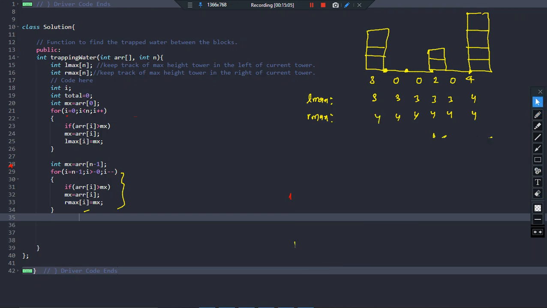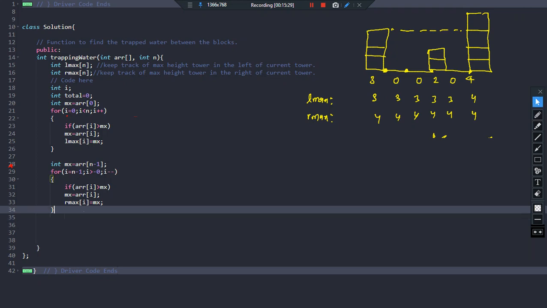Now how to use these two arrays? We now know properly that water trapped depends upon the minimum. Water trapped here depends upon the maximum height in the left and the maximum height in the right, and we will take the minimum of it.